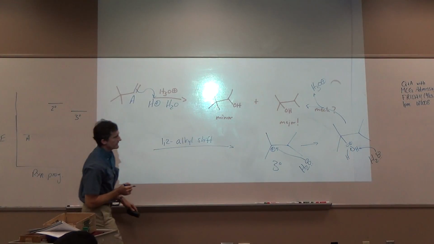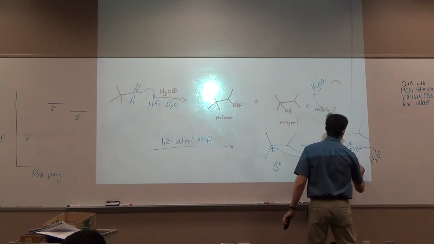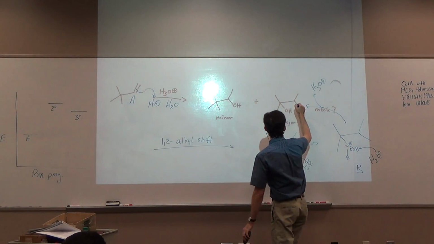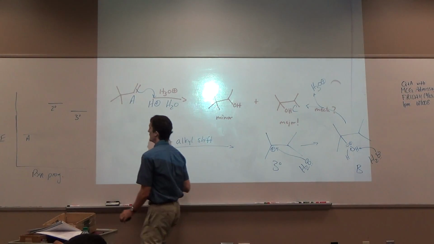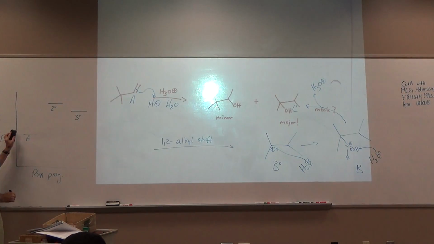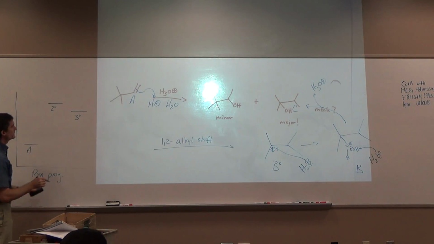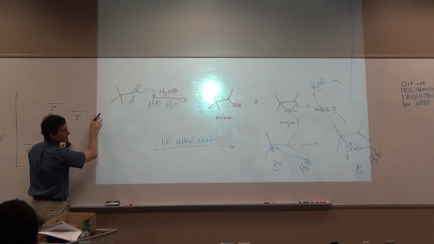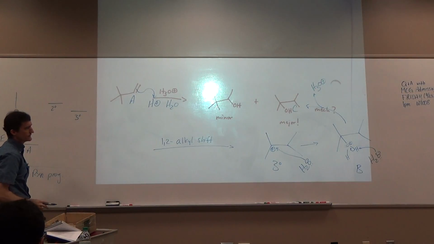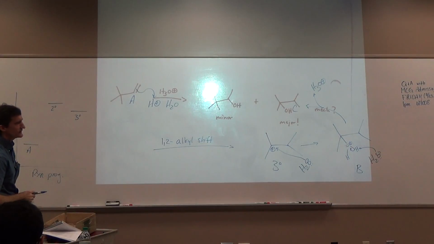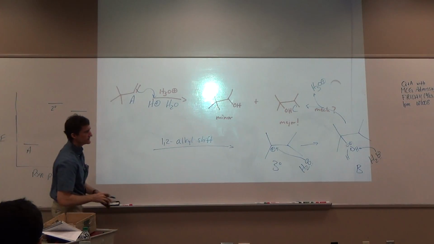Where do we want to put this here? I'll call it B. Our final product is C. Where do we want to put B? I'll make this a little lower. Doesn't matter on your paper. Where do you want to put B compared to the tertiary cation? You think B is higher or lower energy than the tertiary cation?